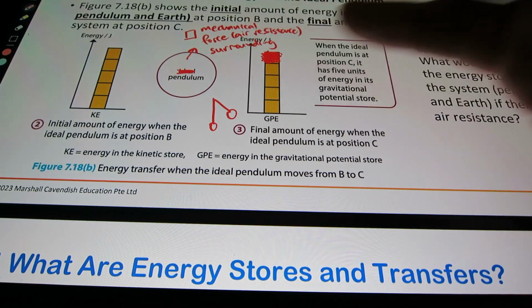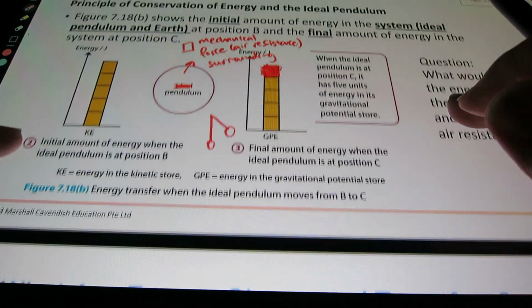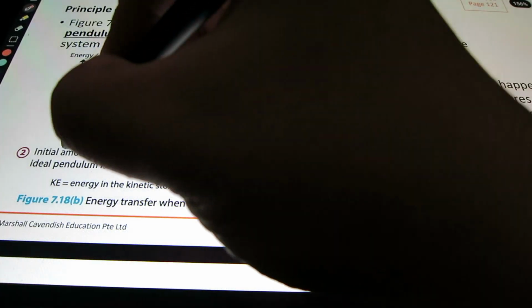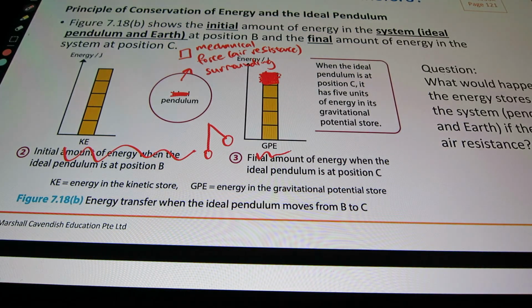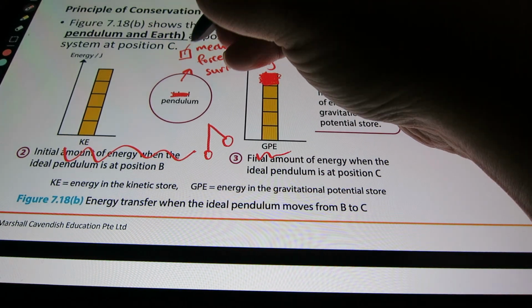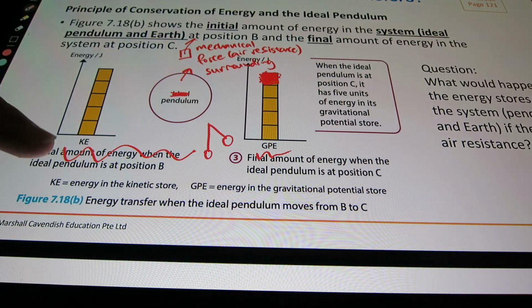Alright, so the energy still is not lost. The principle of conservation of energy is still maintained. Whatever energy I have here is still the energy I have here. It's just that it doesn't stay in the system. My energy has left the system to go into the surroundings.